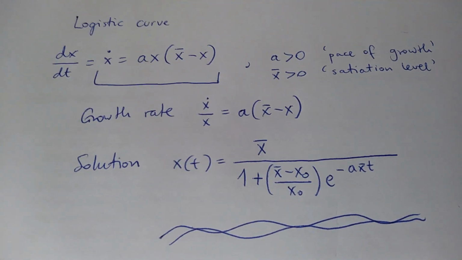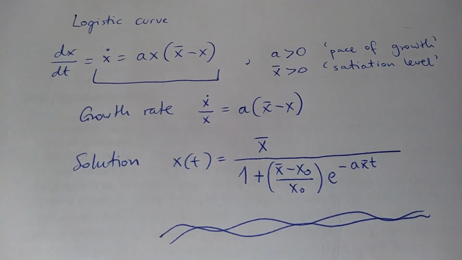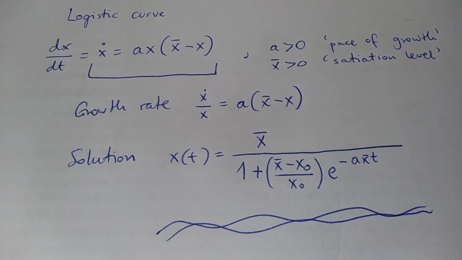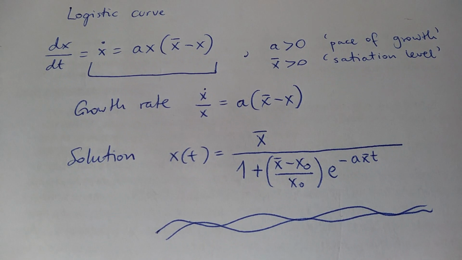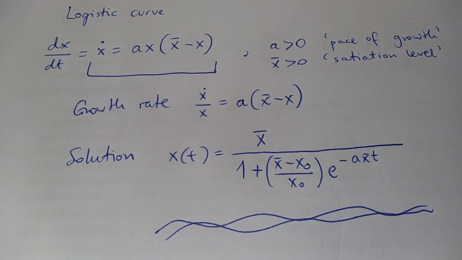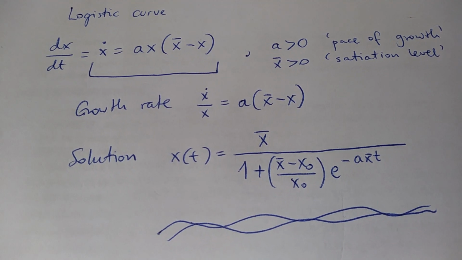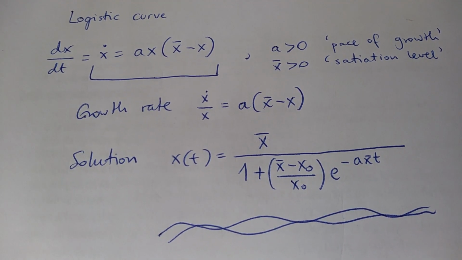Now, contrast this to the logistic curve. The logistic curve follows this differential equation, which has two parameters. a is the pace of growth, and x bar is the satiation level. And so if you see that, you have two processes happening at the same time.